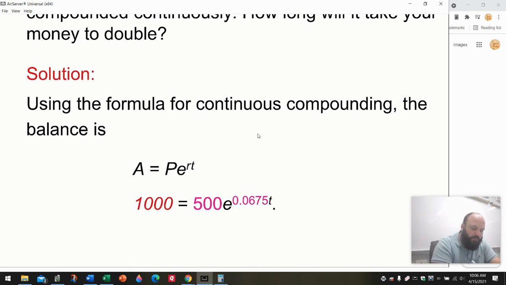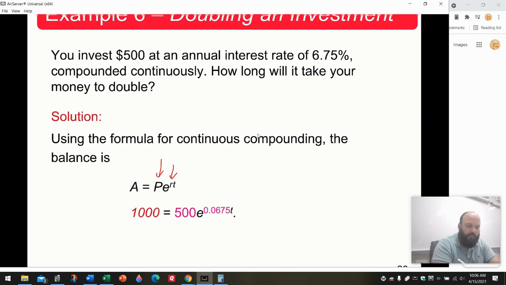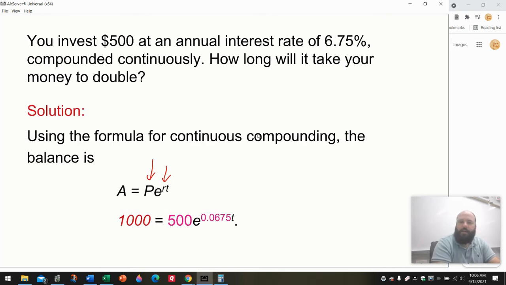So they said our initial investment, the principal, is going to be 500. And they also said within the problem that our interest rate is 6.75%. So remember, when you have 6.75%, you do have to convert it into a decimal. So you would move that decimal place over 2 places to the left, and you would get 0.0675 for your r. Now, the thing is, we do not know the time. That's what we're trying to figure out.